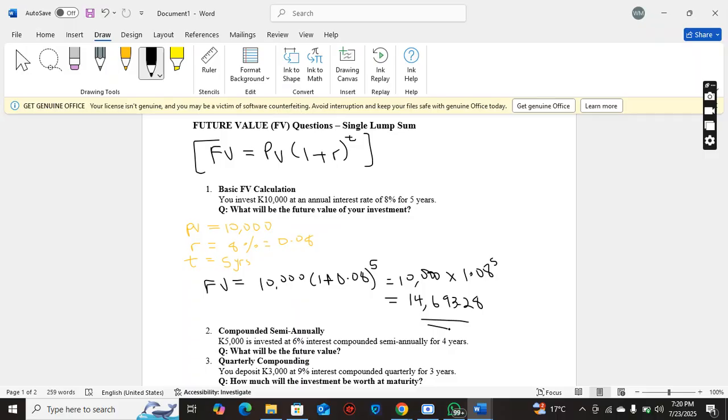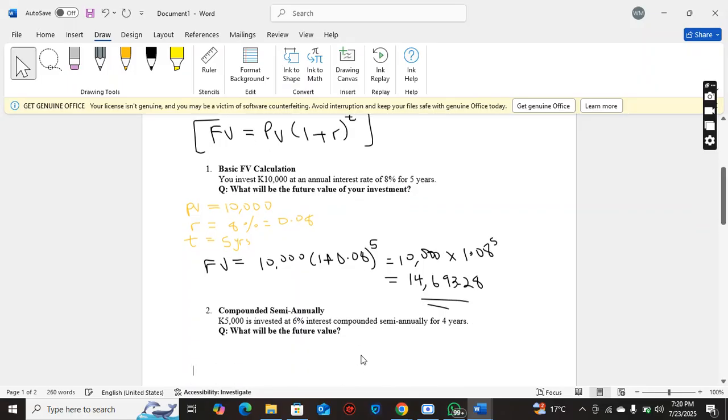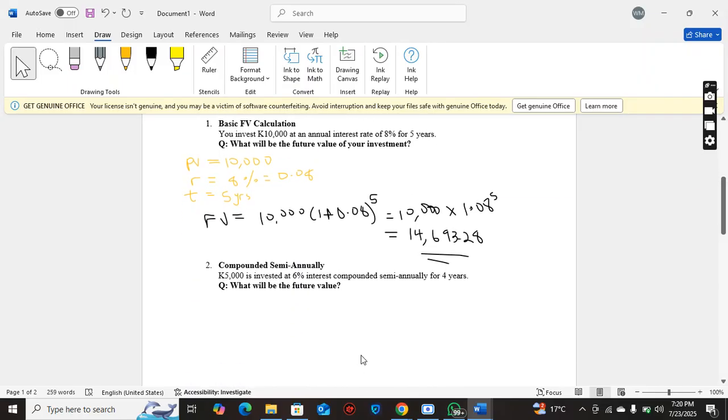Any questions? Where you're not clear, remember you can ask me. All right, so we're going to go to the next question where now we've got interest that is compounded.